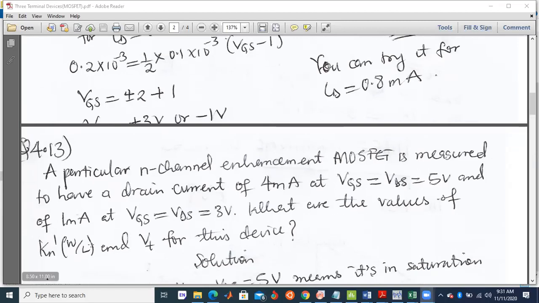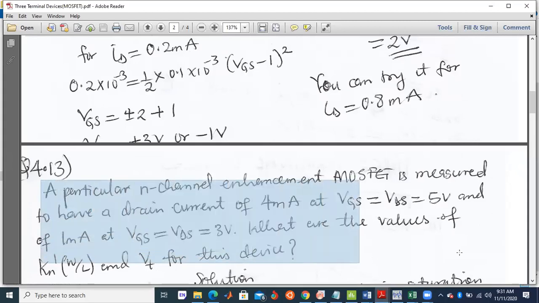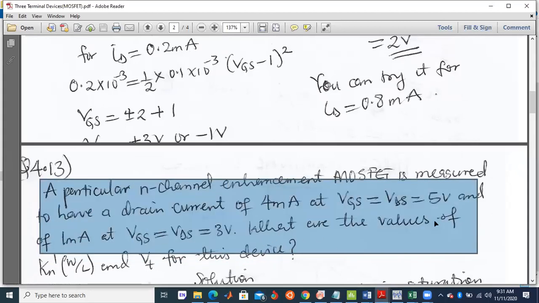What are the values of Kn prime W over L and Vt for this device? Now, from this question, this is the type of question I was trying to explain the other time. We are to find the value of Kn prime and the Vt. Number one, before you can start solving any question, you must first determine which region of operation this device is operating in. Who can tell me which region of operation this is and why?